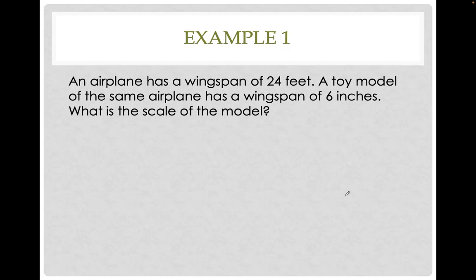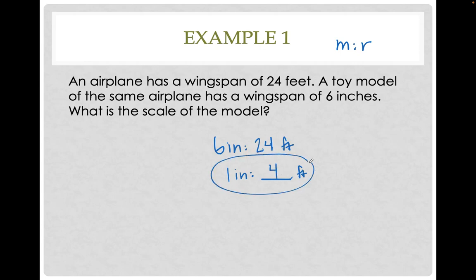Let's take a look at an example. An airplane has a wingspan of 24 feet. A toy model of the same airplane has a wingspan of 6 inches. What is the scale of the model? Since we put the model to real life, model comes first, that's 6 inches of the model represents 24 feet of the real airplane. And then we like to simplify it so that it's 1 inch to blank feet. This helps us to really interpret the drawings or the models a little bit more easily. So if 6 inches represents 24 feet, then every 1 inch represents 4 feet. So that's our scale.